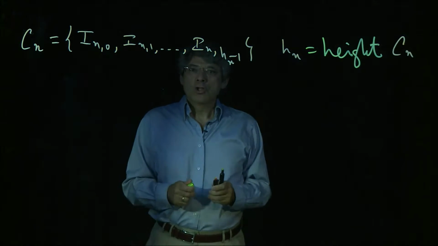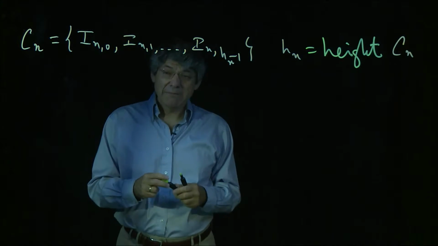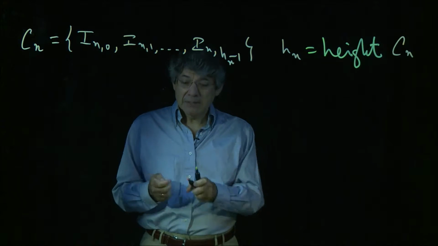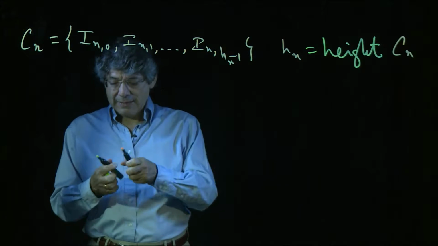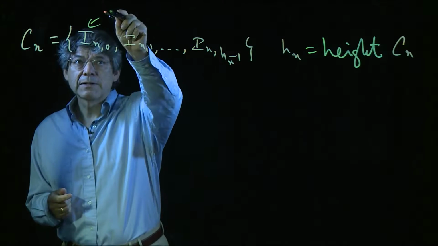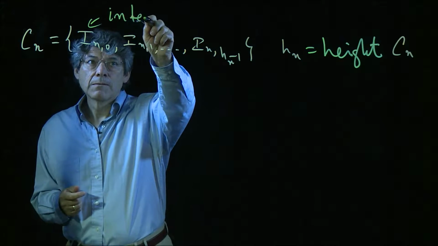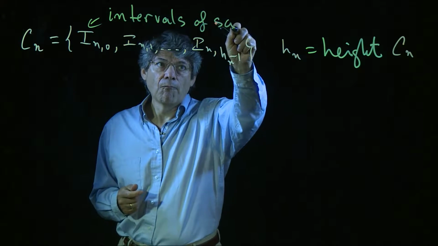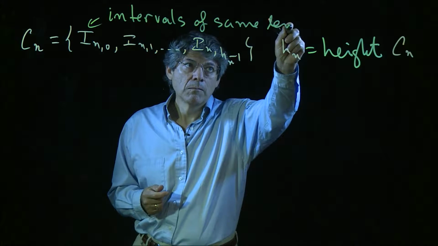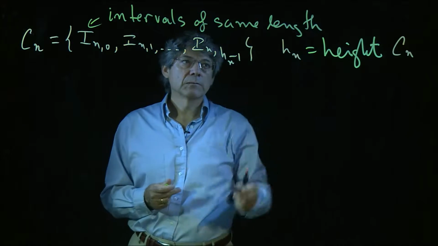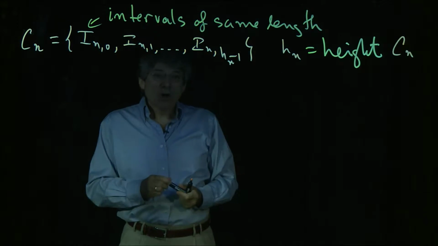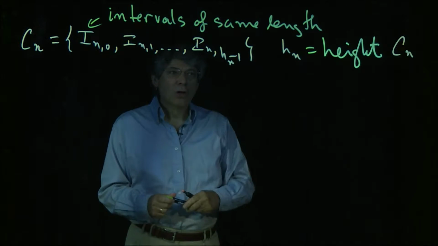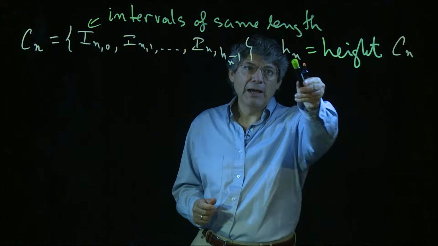Okay. So a column is a sequence of levels of intervals. We refer to them as levels or also as intervals of the same length. So we have the idea of a column, a finite sequence of intervals of the same length, of height h sub n.